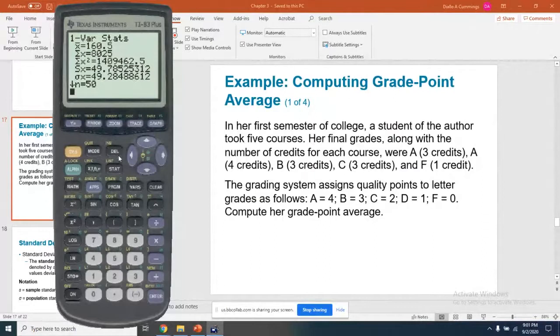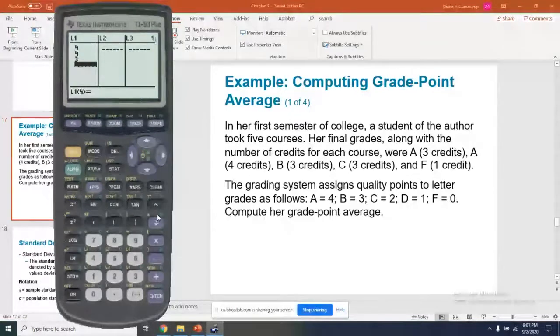And I want to go back into my list. So I'm going to hit list. I'm going to hit edit. And I want to edit list one. And I want to edit list two. Now, since I have values stored for list one and for list two, I'm going to clear those out. I'm going to go to the very top. I'm going to hit second and enter. I'm going to put in those values. 3, 4, 4, 3, 2, 0, 3, 4, 3, 3, and a 1.